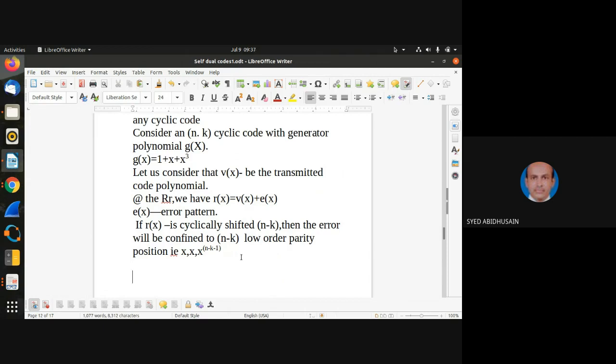say if you take the value of n as 7 and k as 4, 7 minus 4 is 3. If you cyclically shift the received vector 3 times, the error will be confined to the 3 low order parity positions, x to the power 0, x to the power 1, and x to the power 2. Because n is 7, k is 4, 7 minus 4 is 3, and 3 minus 1 is 2. So your error will be confined to only these three terms in the received polynomial, that is x to the power 0, x to the power 1, and x to the power 2.